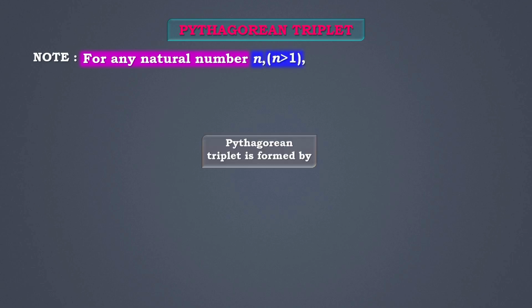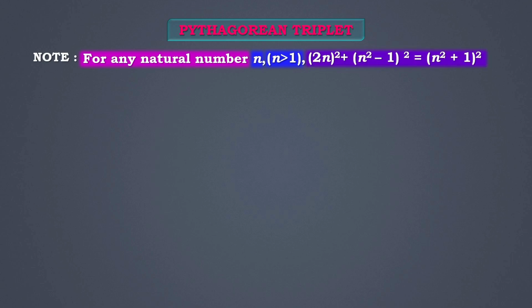Now let us learn how to form a Pythagorean triplet using a formula. For any natural number n greater than 1, a Pythagorean triplet can be formed as 2n, n square minus 1, and n square plus 1.